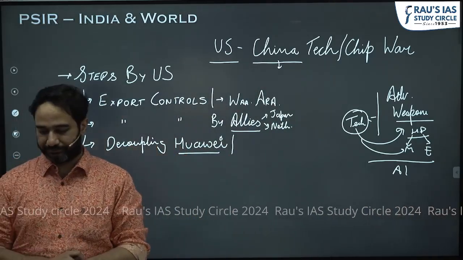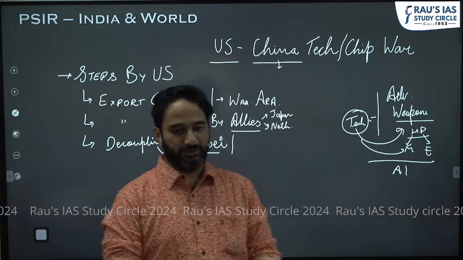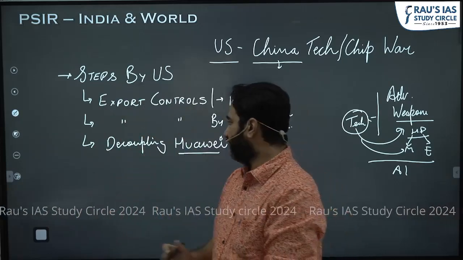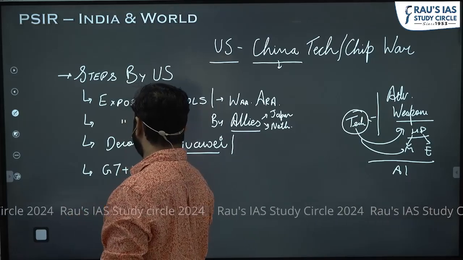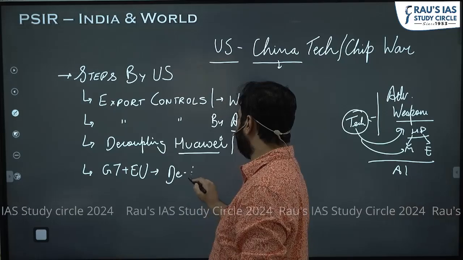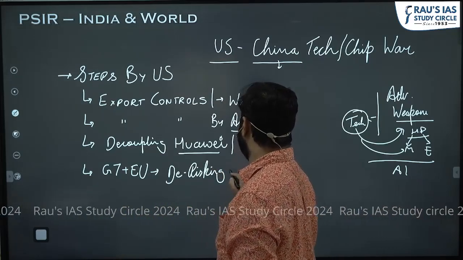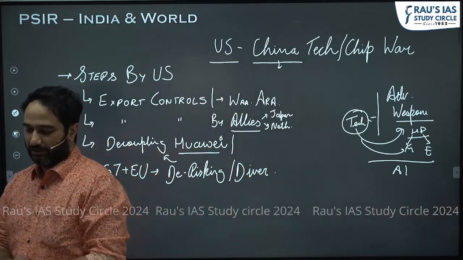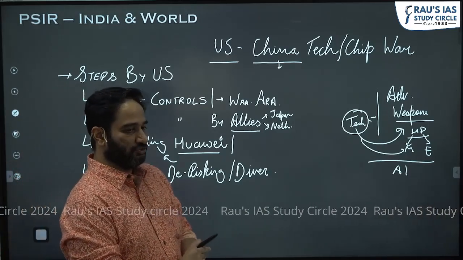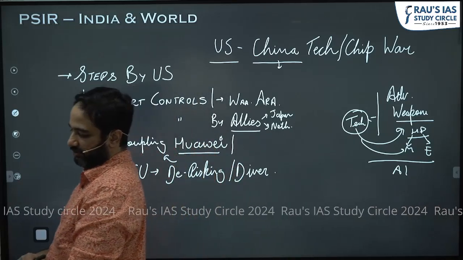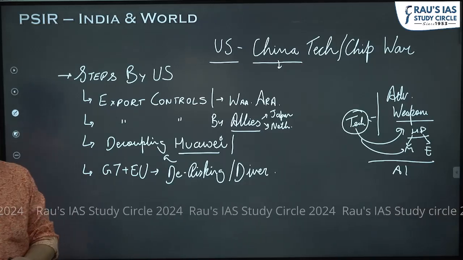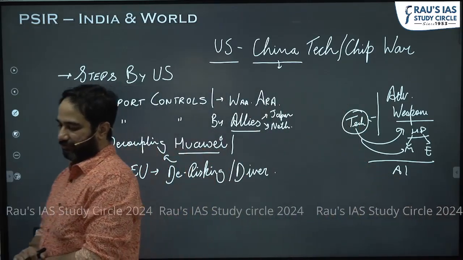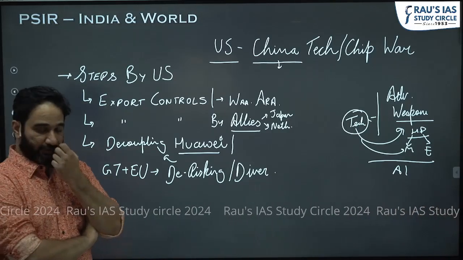Right now, separate point. The G7 and European Union have introduced the idea of de-risking or diversification from the Chinese semiconductor industry. It is for economic security.